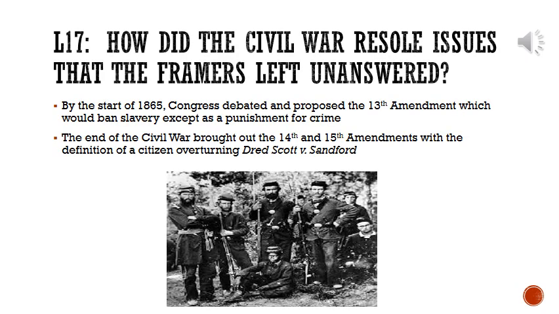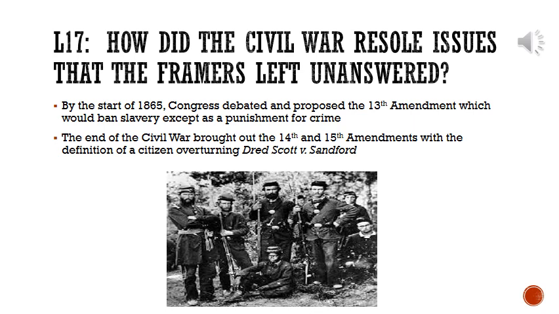Okay, so how did the Civil War resolve issues that the framers left unanswered? So by the summer of 1865, Congress debated and proposed the 13th Amendment, which would ban slavery except as a punishment for crime. So when the Confederate States came back into the Union, because by this time the war was almost pretty much settled, they would be forced to come back, but they had to adopt the 13th Amendment, which basically would guarantee emancipation for all 6 million slaves in the South.